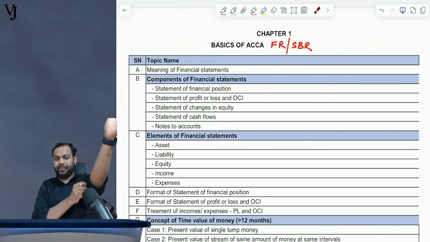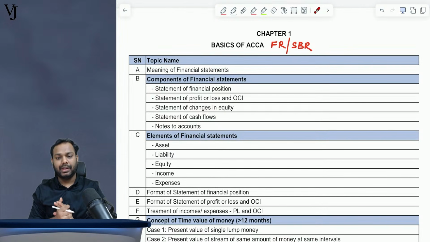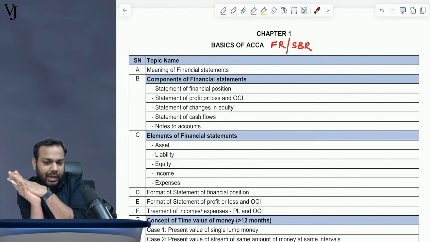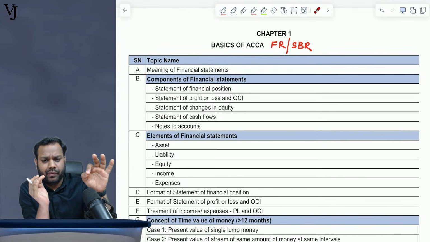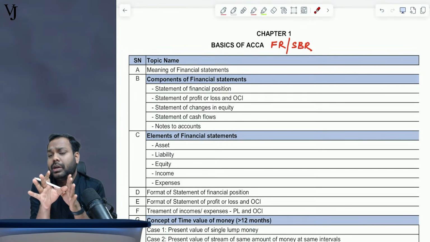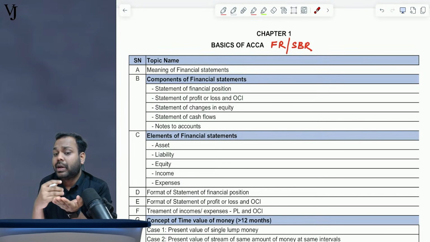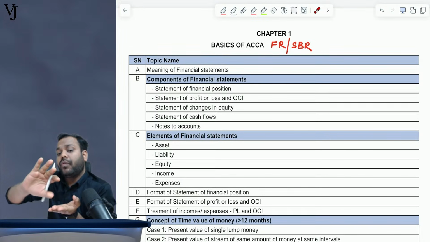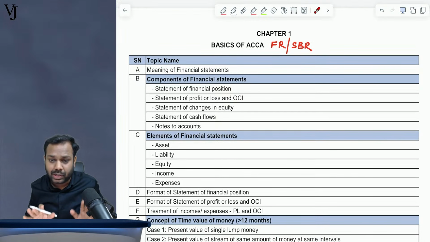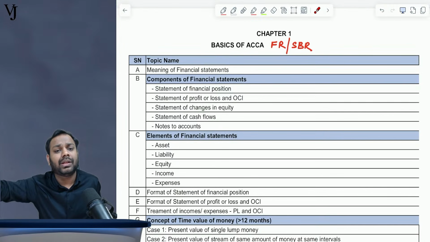Wonderful. Okay, so today we'll be conducting the basics of ACCA FR and SBR. Whatever I am teaching in today's class are just the base, the building blocks for our subsequent classes. Whatever I teach today, I will be repeating each and everything in the going forward classes.